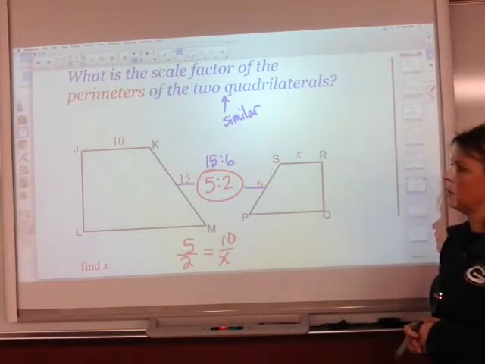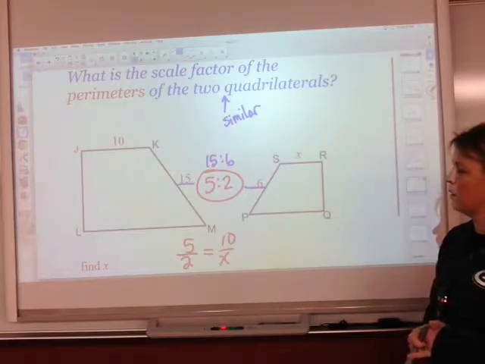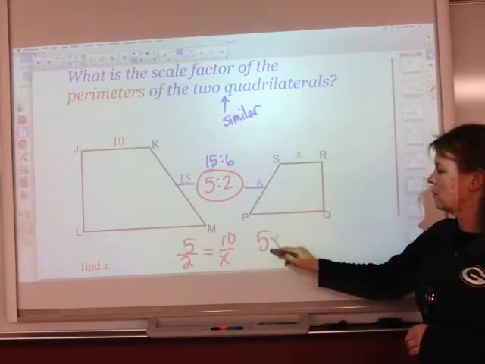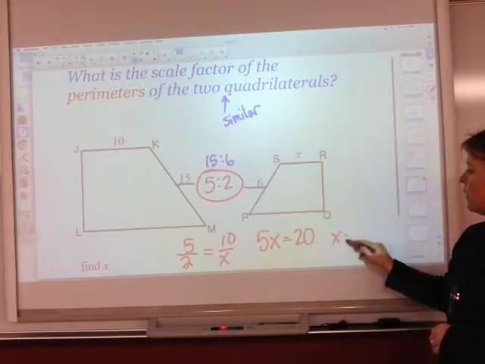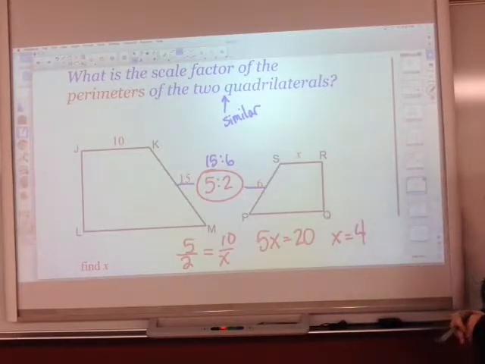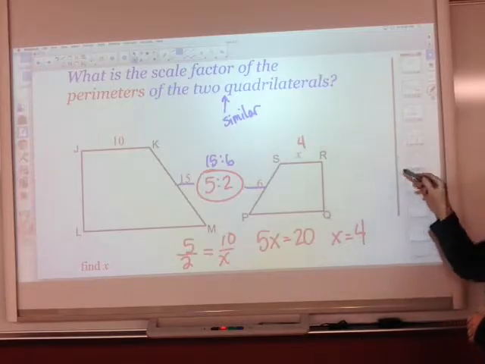Again, for most of you, go ahead and do it in your head. Figure it out. Others of you, cross multiply. Both ways, 5x equals 20. Divide by 5, you find out x equals 4. There's your distance up there.